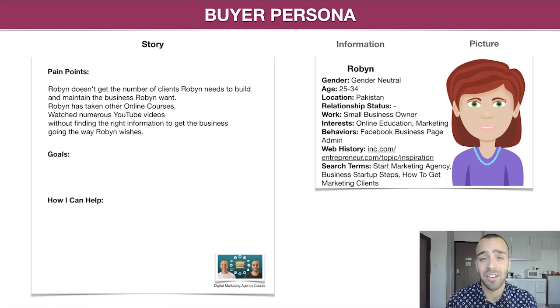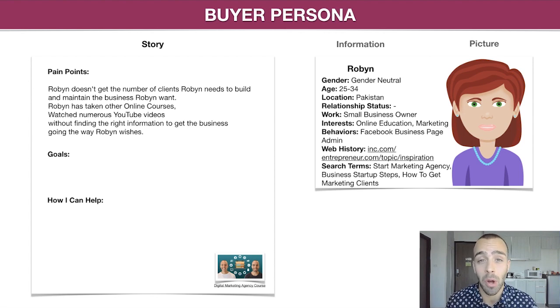Robin has taken other online courses, watched numerous YouTube videos, trying to find the right information online, maybe went to Google numerous times trying to find the right information in order to start building this agency and to keep it going. But Robin hasn't found the right information yet.